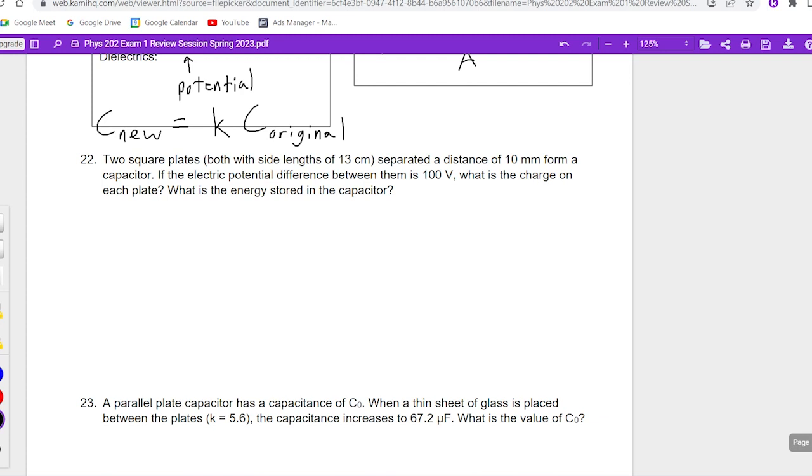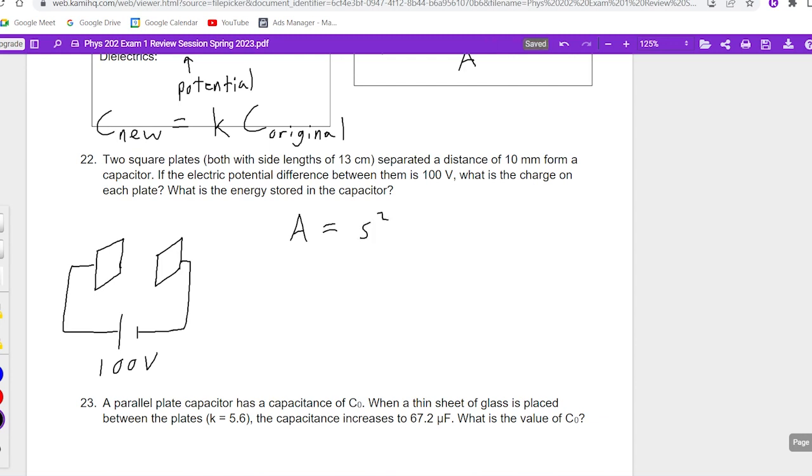So for this one, I'm going to draw a picture. I've got two square plates separated a distance away from each other, and they're hooked up to some kind of battery, let's say, that has 100 volts on it. Now, both of these plates are squares, so if we want to find the area, A, it's going to be the side length squared, because that's the equation for area of a square, side length squared.